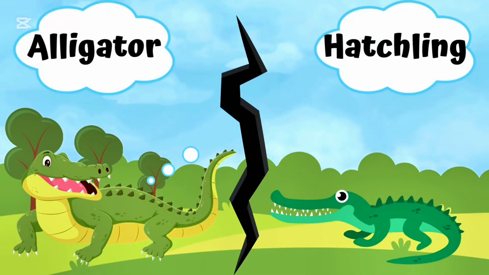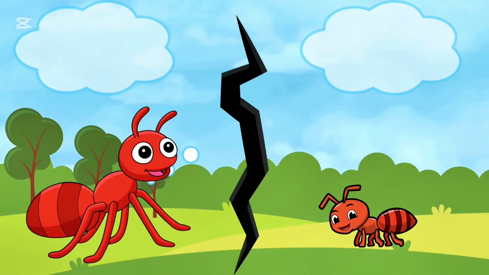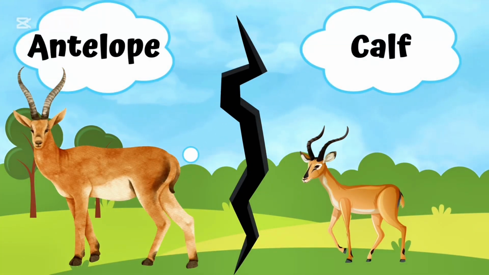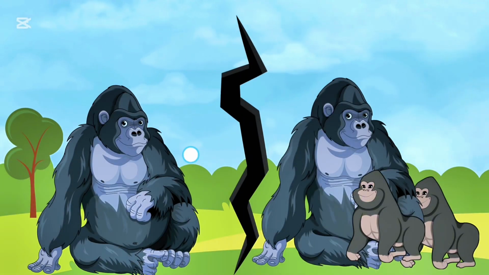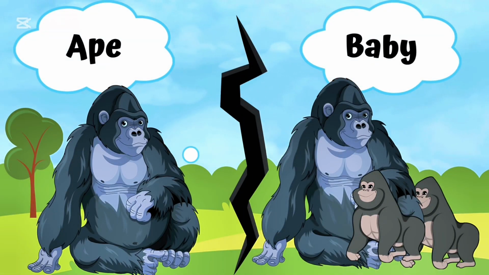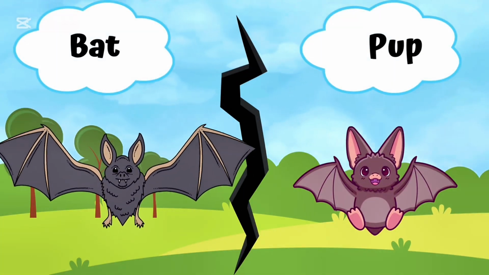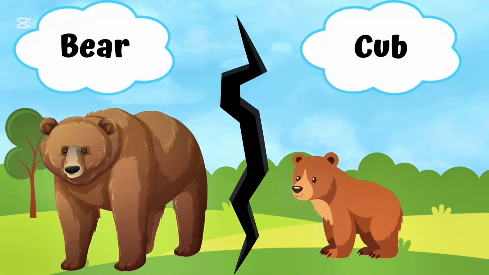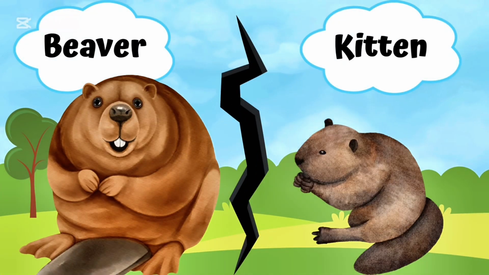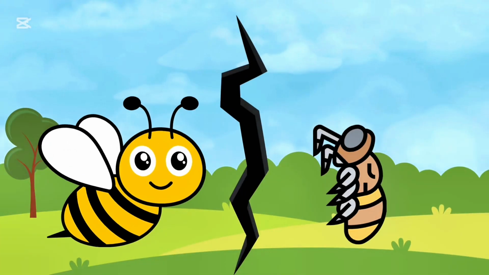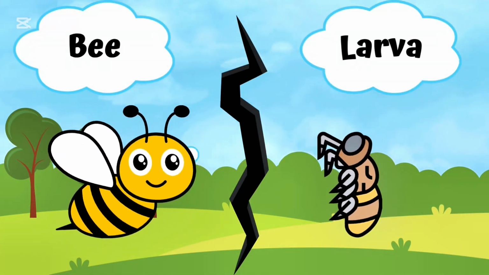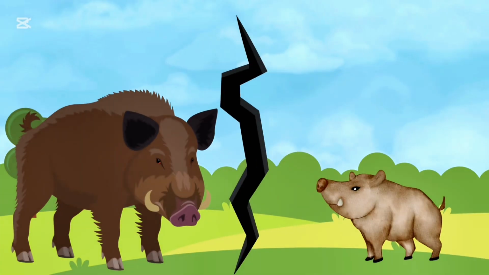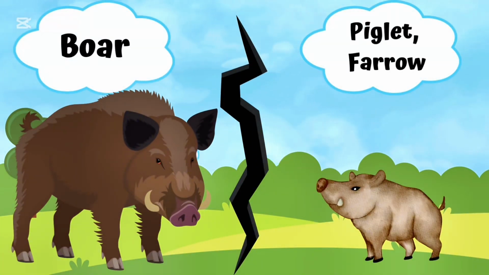Alligator, baby name hatchling. Ant, baby name antling. Antelope, baby name calf. Ape, baby name baby. Bat, baby name pup. Bear, baby name cub. Beaver, baby name kitten. Bee, baby name larva. Beetle, baby name group. Bull, baby name piglet or farrow.